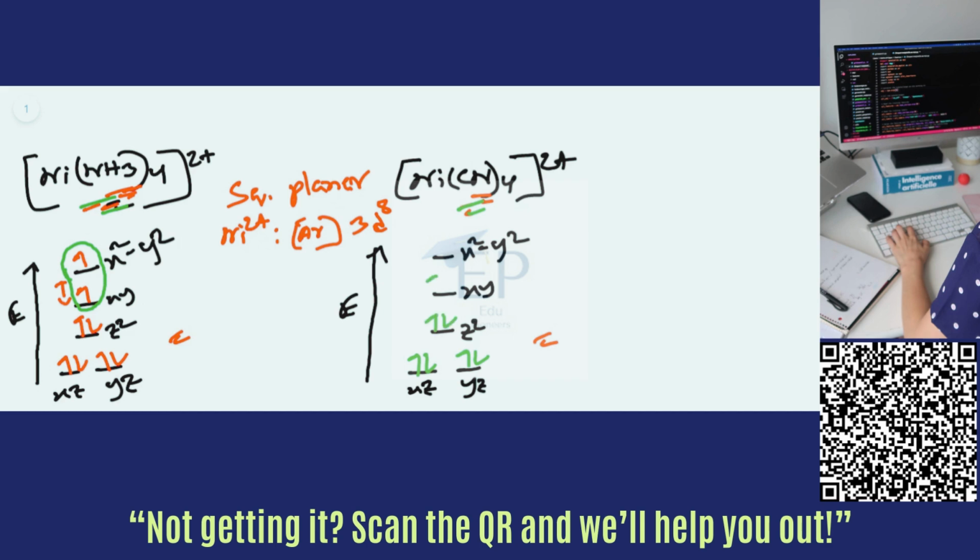5, 6, 7, 8. So that means the energy gap between the xy orbital and the x square y square orbital is comparatively higher than this one, and that's why electrons will not be able to occupy the x square y square orbital. And that's why this tetracyanonickel complex does not have any unpaired electrons, and since it doesn't have any unpaired electrons, it's a diamagnetic complex, and this one is a paramagnetic complex.